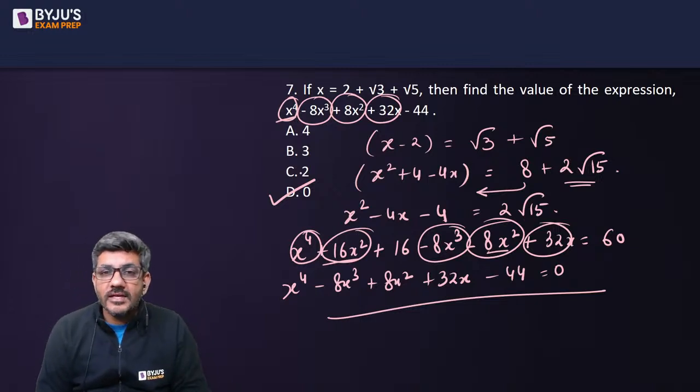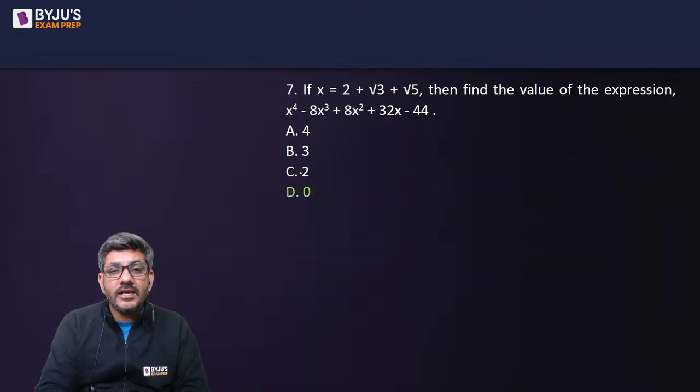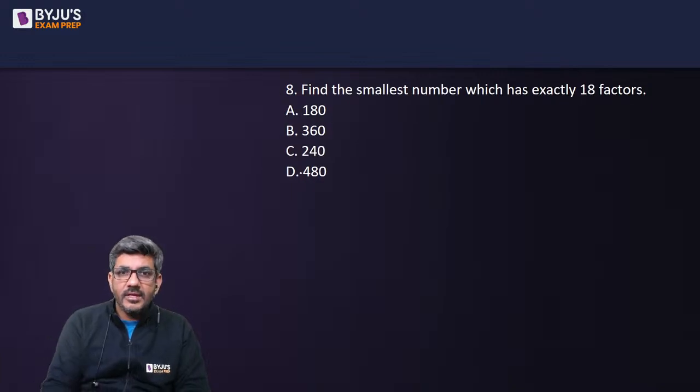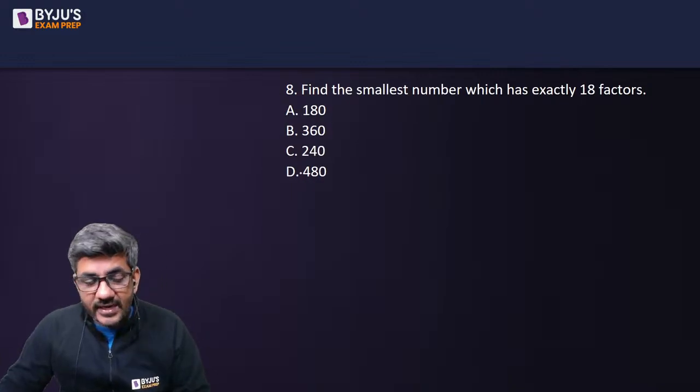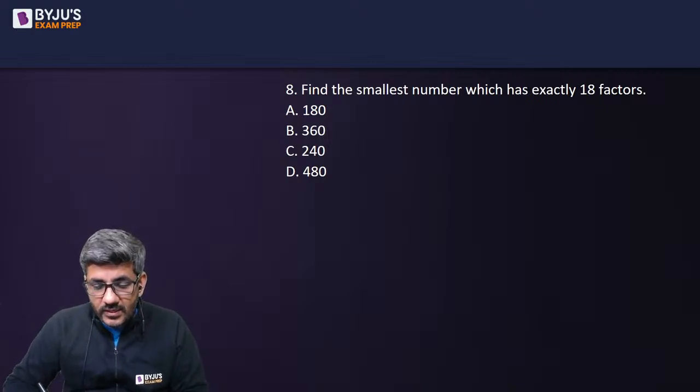I hope this is also clear to everyone. I can move ahead now to the next question. Question number 8 on your screen is here. Find the smallest number which has exactly 18 factors. What is the smallest number that has exactly 18 factors?